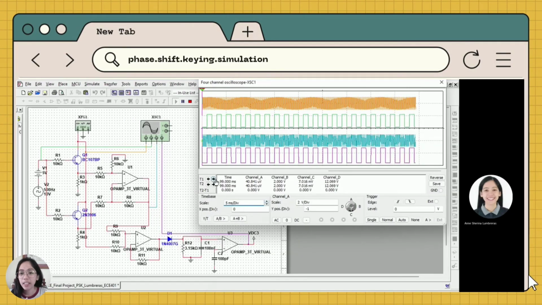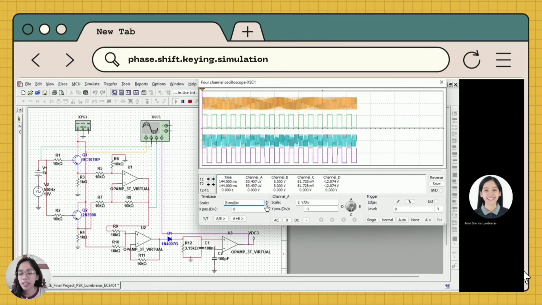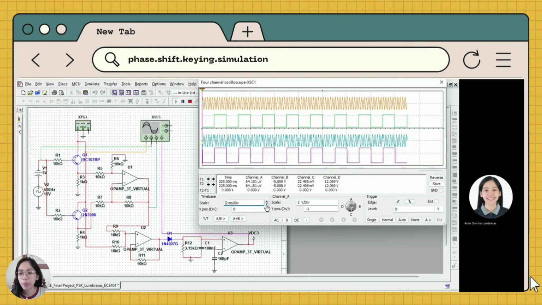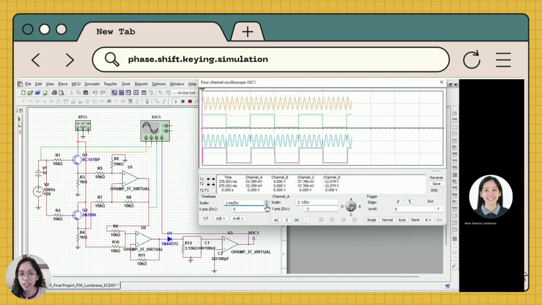On this slide is the simulation of the PSK modulation and demodulation, as well as the waveforms generated by the entire circuit.